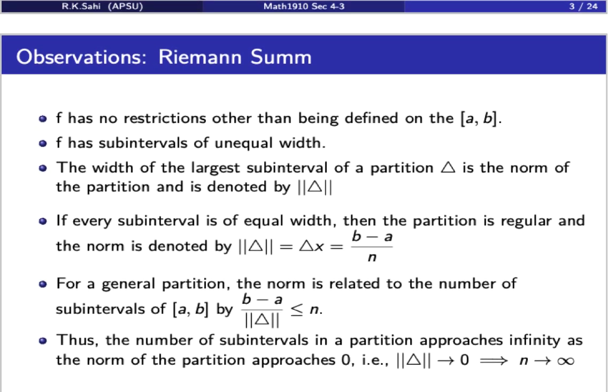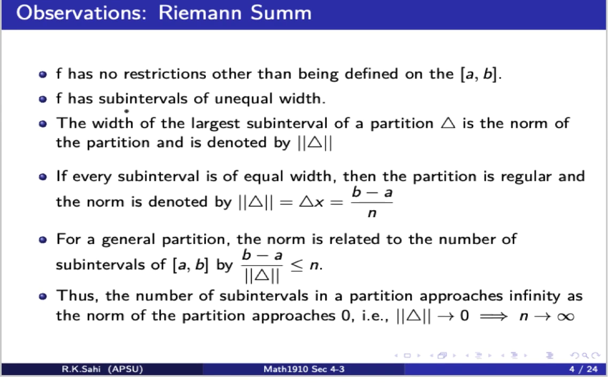Now these are the observations: when we're talking of Riemann sums, there's no restriction other than being defined on the interval. Then what we do is we look at the largest subinterval and say that is the norm. Norm in simple terms is like the distance here. If every subinterval is of equal width, then we are back to the things we learned about finding the area under the curve. So each width is b minus a over n. But if it is not equal widths, then we look at b minus a divided by the partition of the highest subinterval, less than or equal to n.